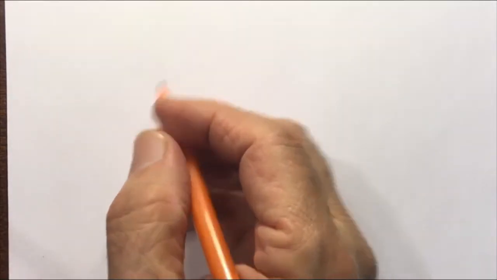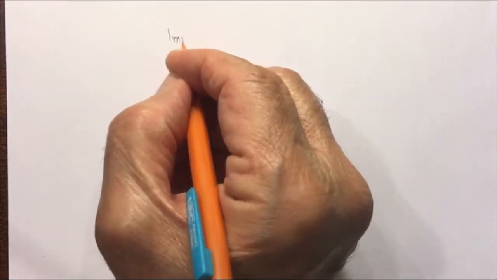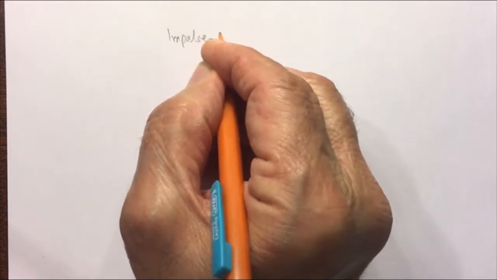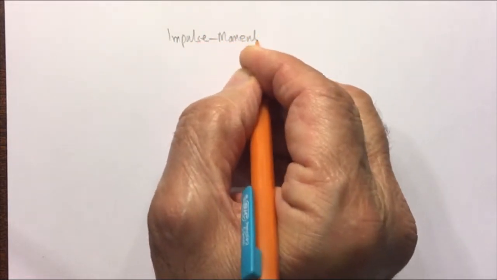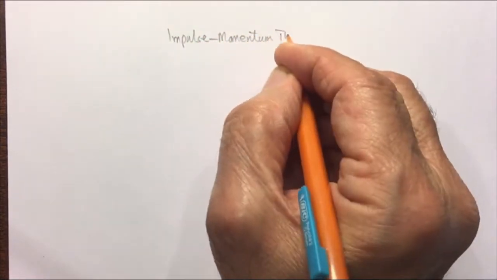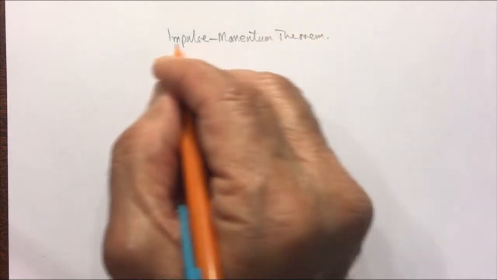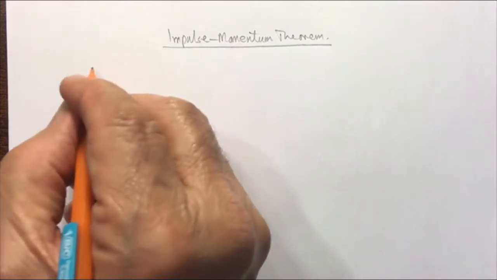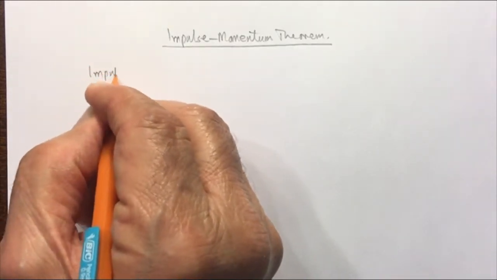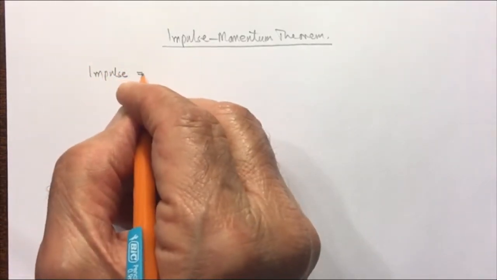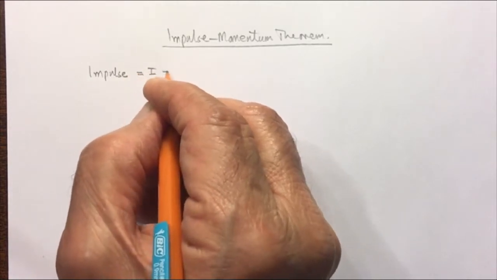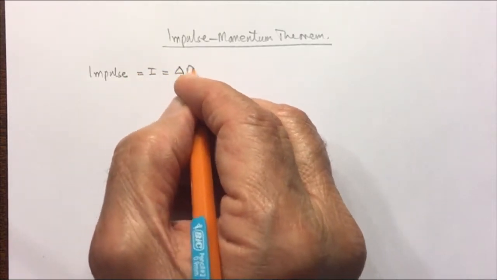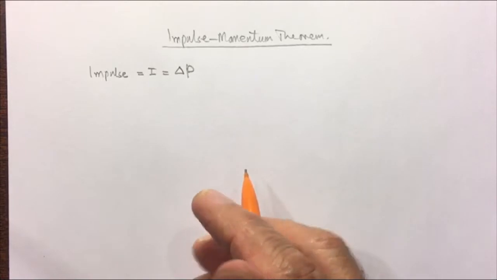We now look at the impulse momentum theorem. So we define impulse, write it as a capital I, and that is written as the change in momentum in a collision.